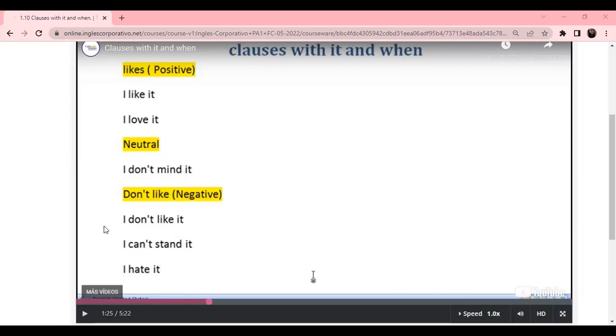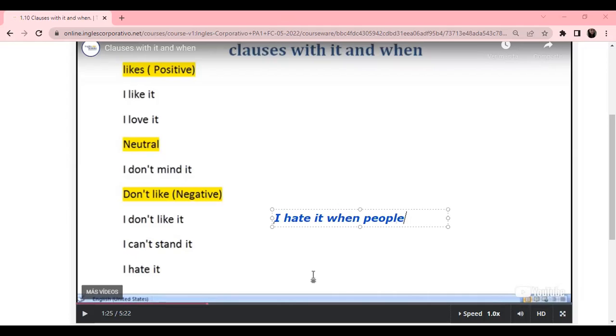Remember the structure, okay? I'm gonna put my negative here. I'm gonna use, I hate it when people lie to me. I hate it when people lie to me, right? That's my example. Let's write your example. Same sentence. You have the same? Yes. Okay, I'll change the sentence.